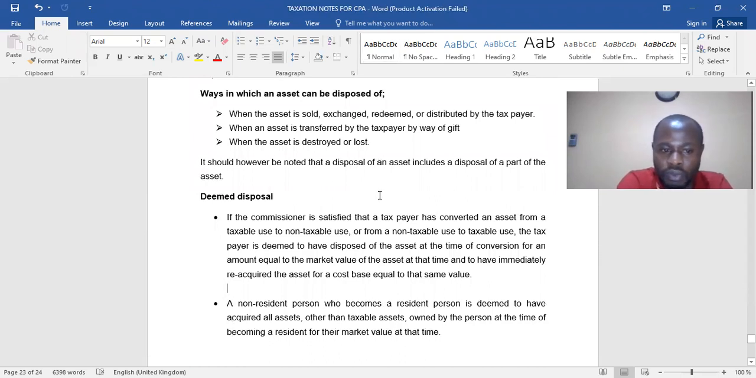Deemed disposal. I think we are going to end from here, so that next time when we meet, we clear the whole topic of capital gains, and we see how it moves. We are moving steadily. I'll make sure that I don't miss any.